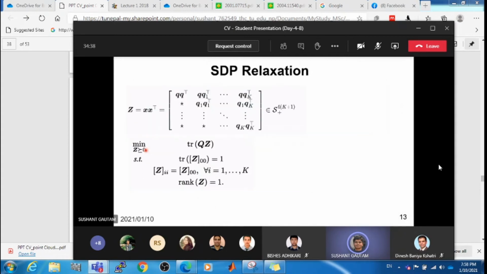Look at what Z is. Z, we just let it be x x transpose. So x was a column vector of q, the quaternions. Remember, Z is now a positive semi-definite matrix. How? Because any matrix in the form x x transpose is a positive semi-definite rank 1 matrix. Vector algebra says that, not me. Its eigenvalues are non-negative, not strictly positive. So here is the plus sign. Now look at the modified constraint. Trace of Z00. What is Z00? This one.